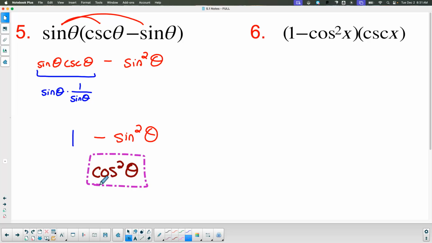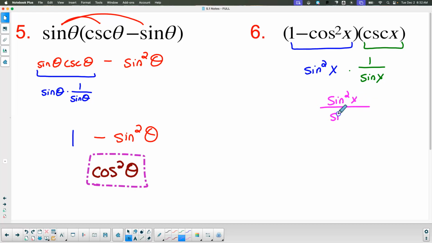1 minus cosine squared, that's in number 7 also. That is sine squared of x. Cosecant is 1 over sine of x. So that gives me sine squared of x over sine of x, which simplifies down to sine of x. Questions, comments, concerns?